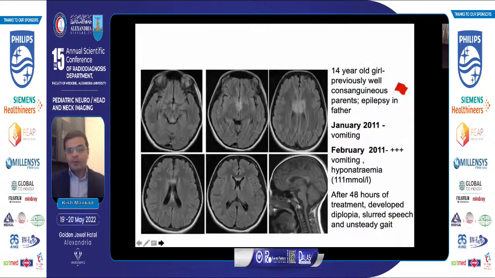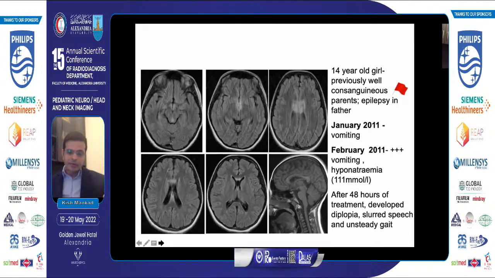Okay, moving swiftly on to our next case. In our next case is a patient who struggled to have the scan, hence the motion artifact on the imaging. And I think we have to live with motion artifact. We've got to see through it. So we have a 14-year-old girl with some red flags in the family, some consanguinity and epilepsy in the father, presented with a massive sodium change and then this scan. And she was scanned because of her acute deterioration and diplopia with slurred speech.